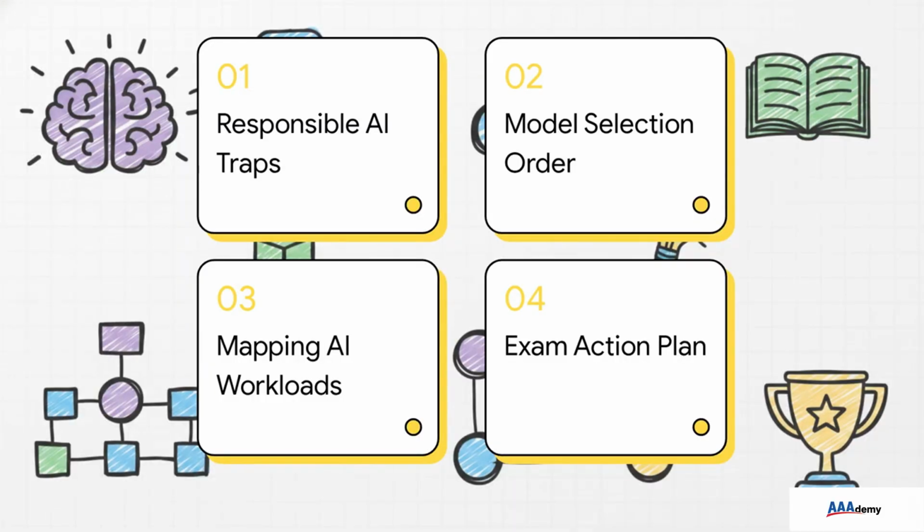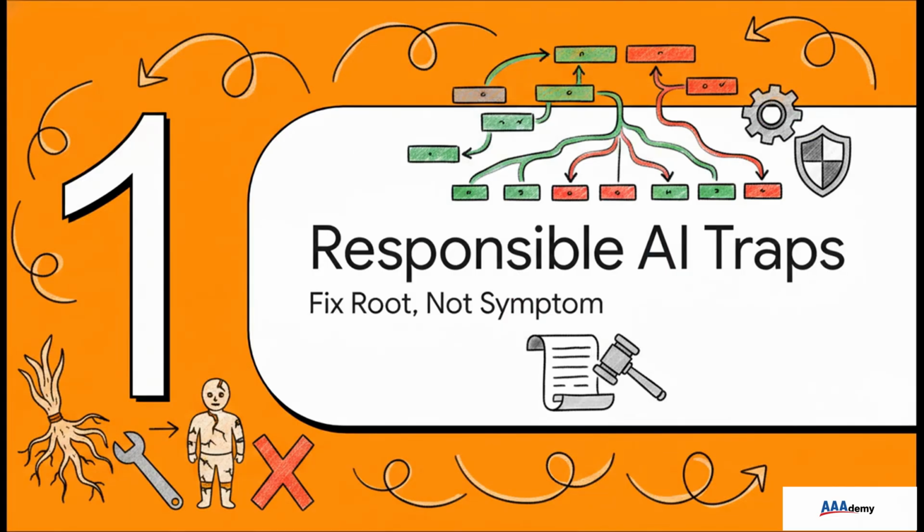So here is our syllabus for today. First, responsible AI traps. Second, model selection order. Third, mapping AI workloads. And finally, your exam action plan. Let's dive right into Section 1, Responsible AI Traps. Fixing the root, not the symptom.